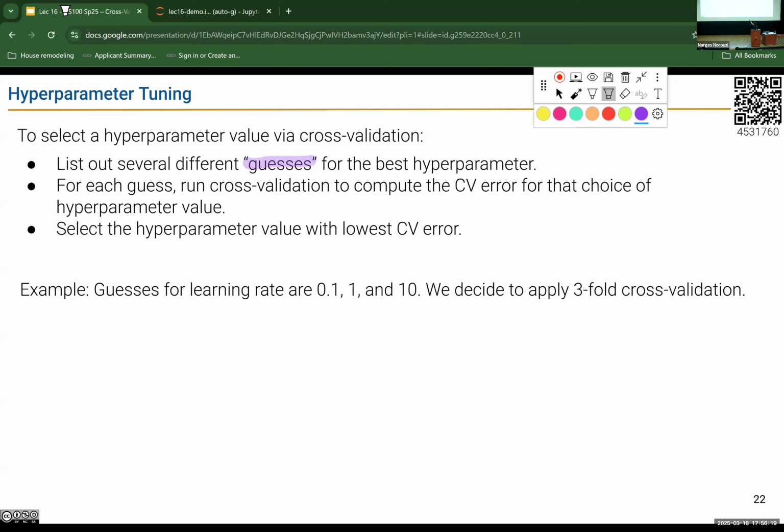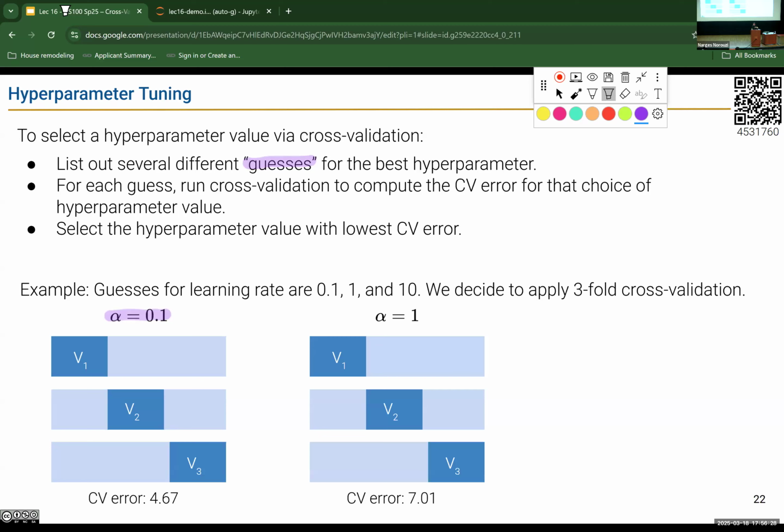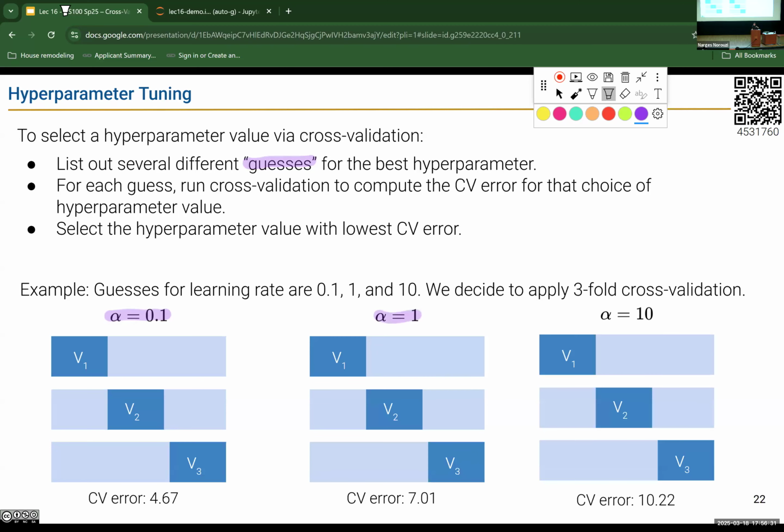For example, if my learning rate is 0.1, 1, and 10, effectively I'm doing one full cross-validation with the alpha of 0.1, another full cross-validation with alpha of 1, and then another one with alpha of 10, right? Notice how many models I'm creating, how many validation errors I'm calculating, and how many models I have to train. So there is a little bit of overhead, because for alpha of 0.1, I'm training 3 models for 3 full cross-validation. So for k-fold cross-validation, you're training k models.